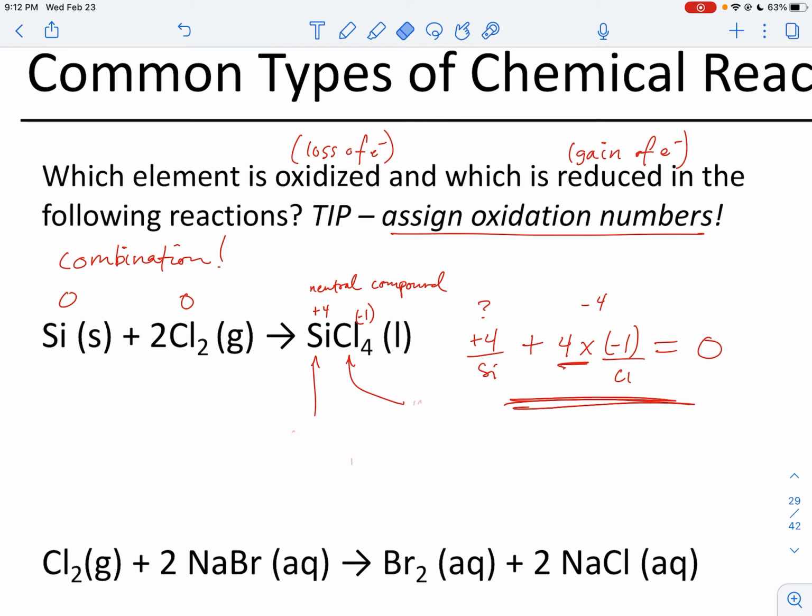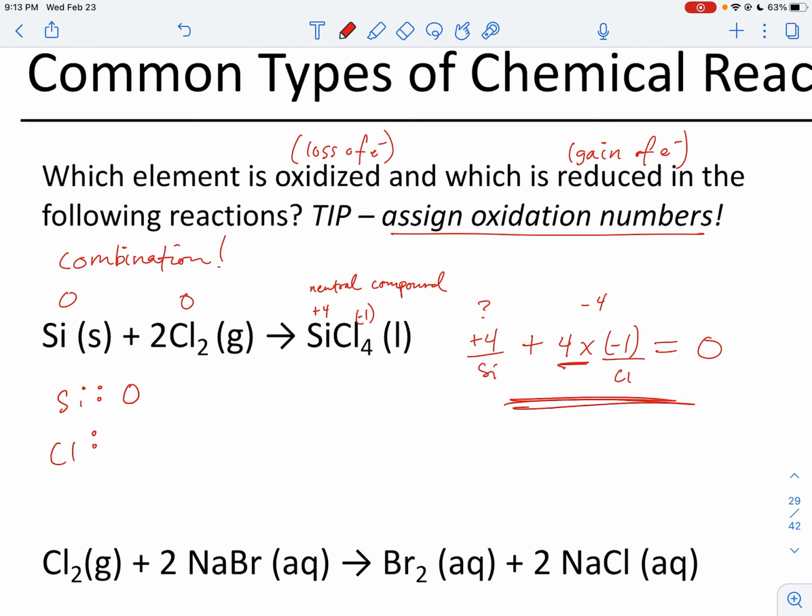Anyways, now let's see, can we identify what was oxidized and what was reduced? So silicon is changing and chloride is changing. Sometimes you will have elements that are not changing at all, and you don't want to focus on those in the end. You just want to look at the ones that are changing.